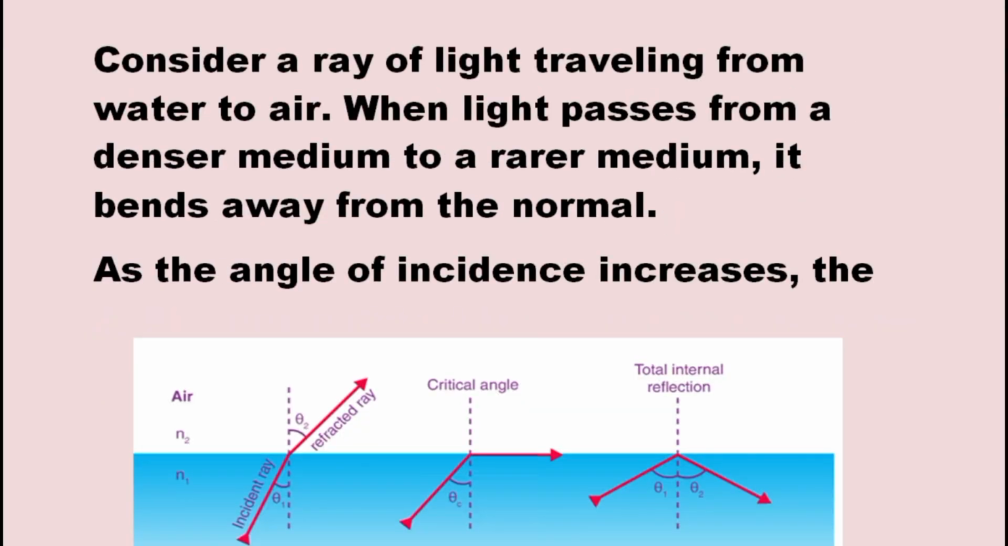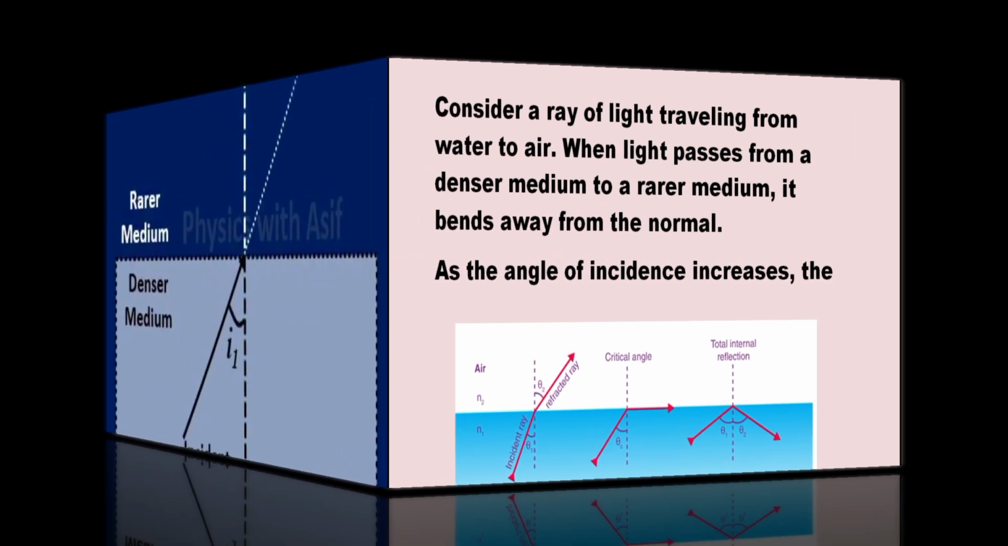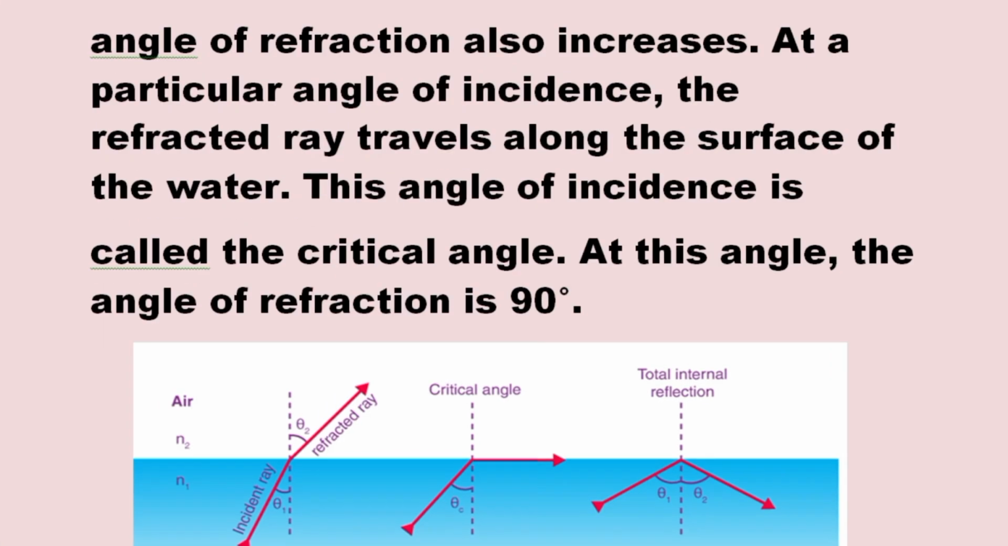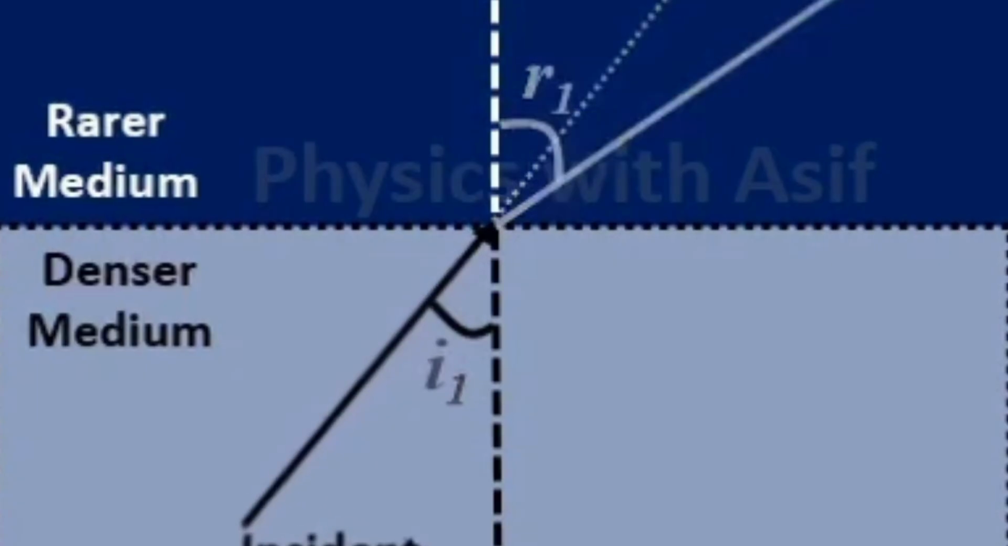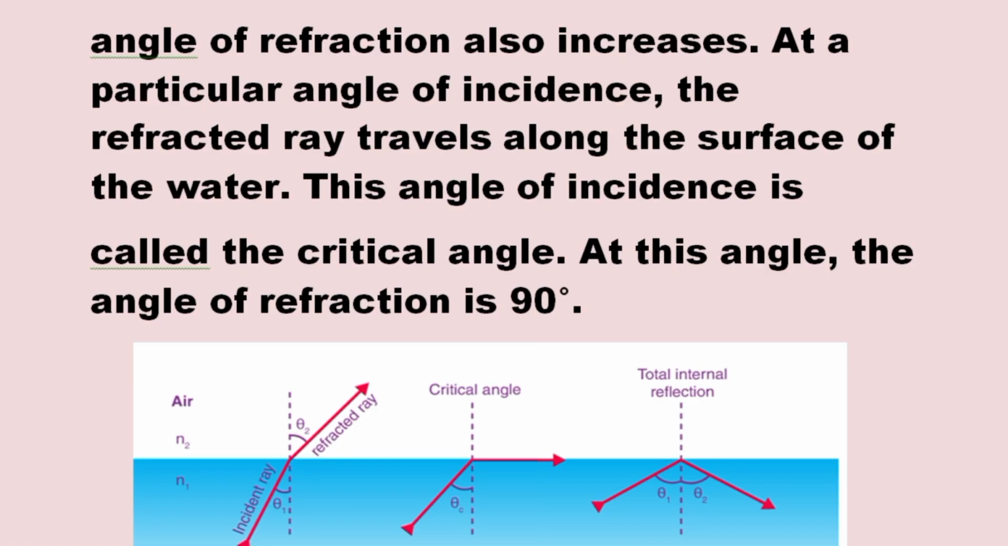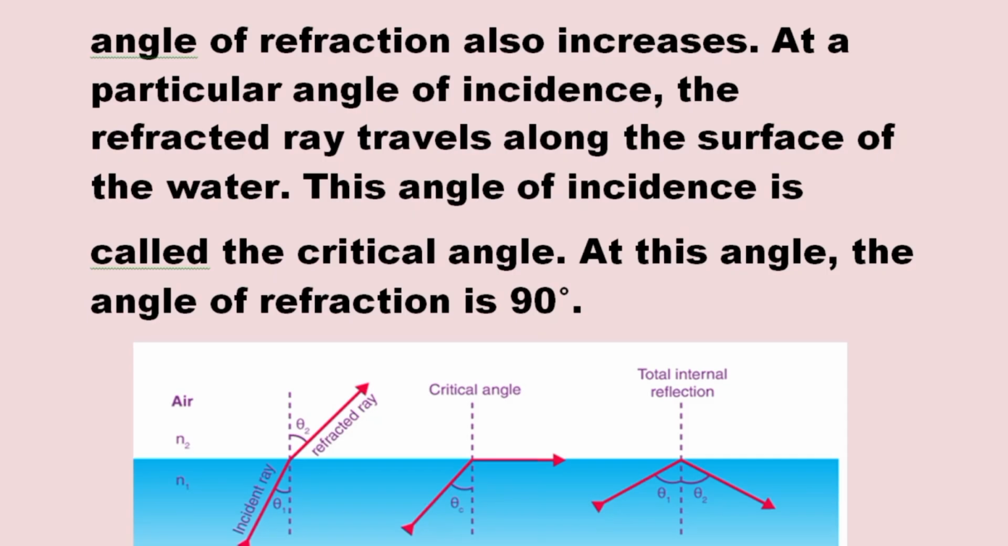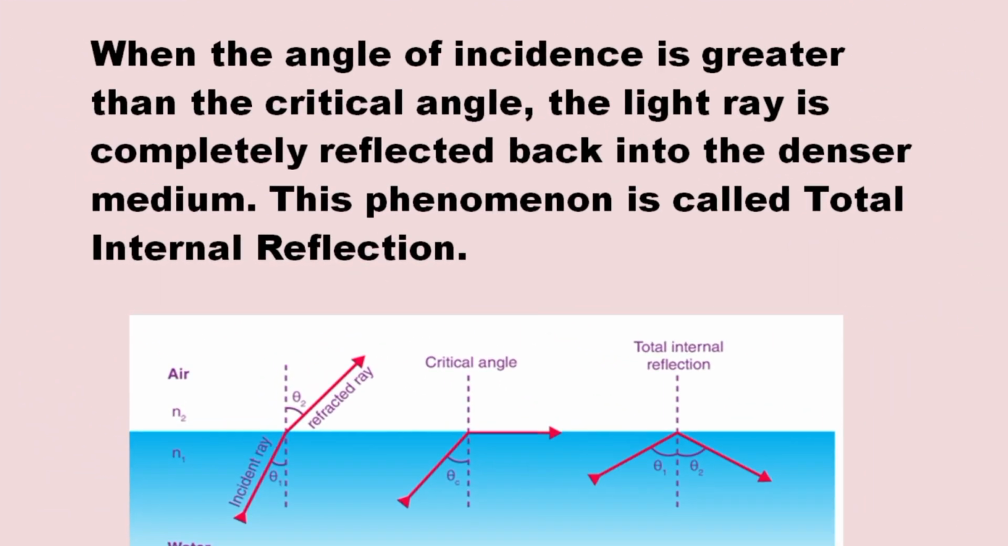Consider a ray of light traveling from water to air. When light passes from a denser medium to a rarer medium, it bends away from the normal, as shown. As the angle of incidence increases, the angle of refraction also increases, as shown. At a particular angle of incidence, the refracted ray travels along the surface of the water, as shown. This angle of incidence is called the critical angle. At this angle, the angle of refraction is 90 degree.